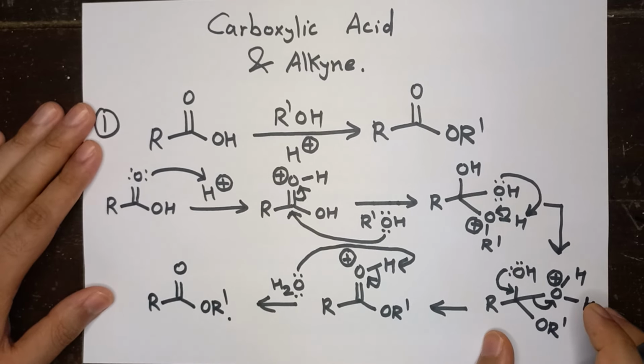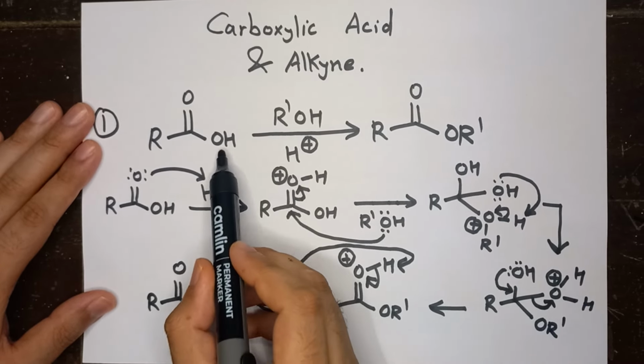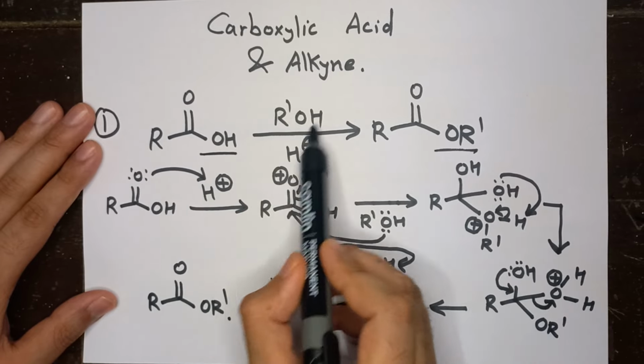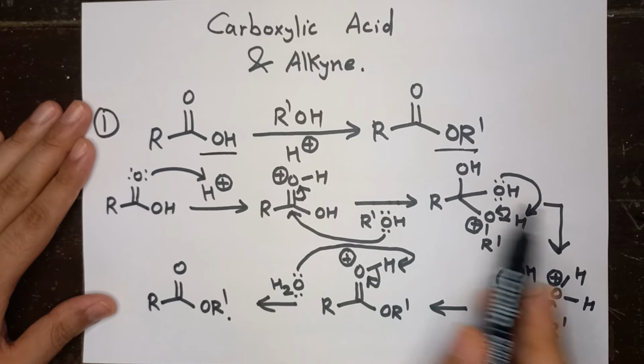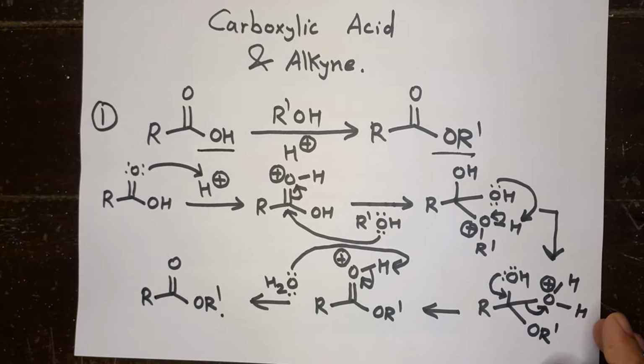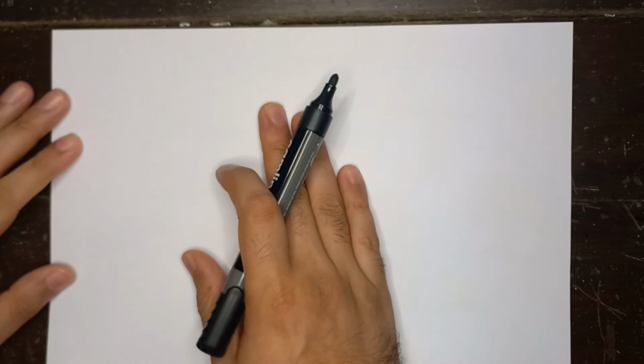So this is the first method to convert or to protect your carboxylic acid into an ester by using alcohol under acidic media, and this is the mechanism for it. So now let's move forward and see the second method available. Okay, so let's see the second method.